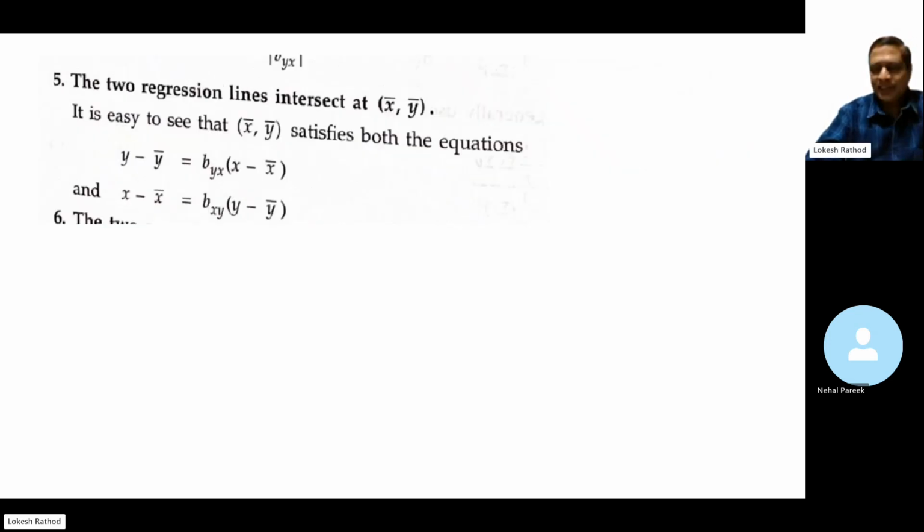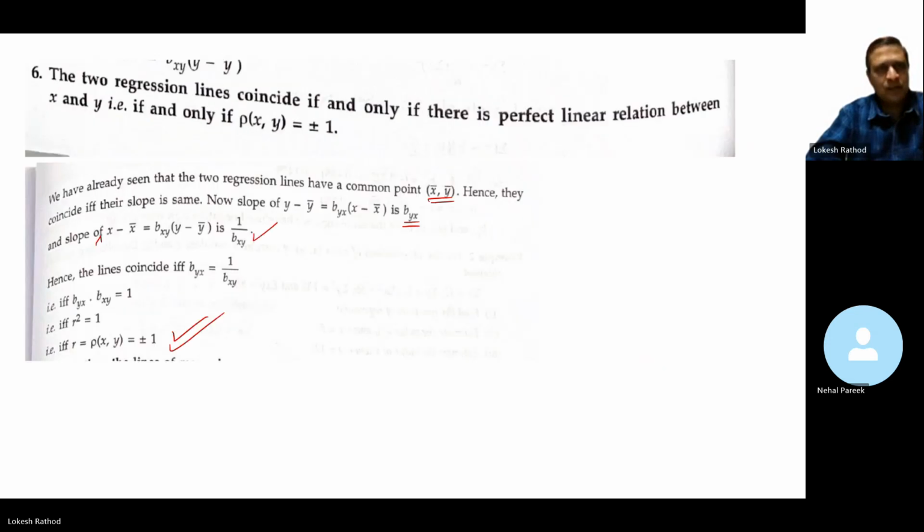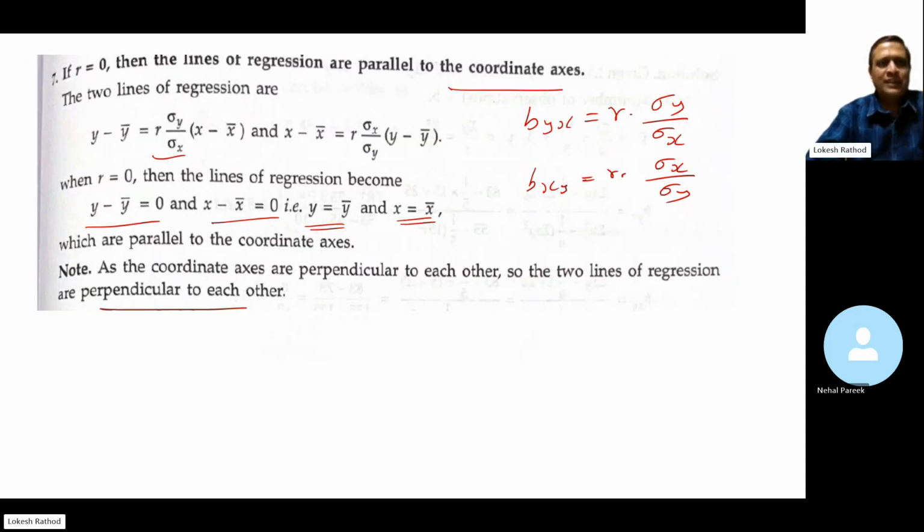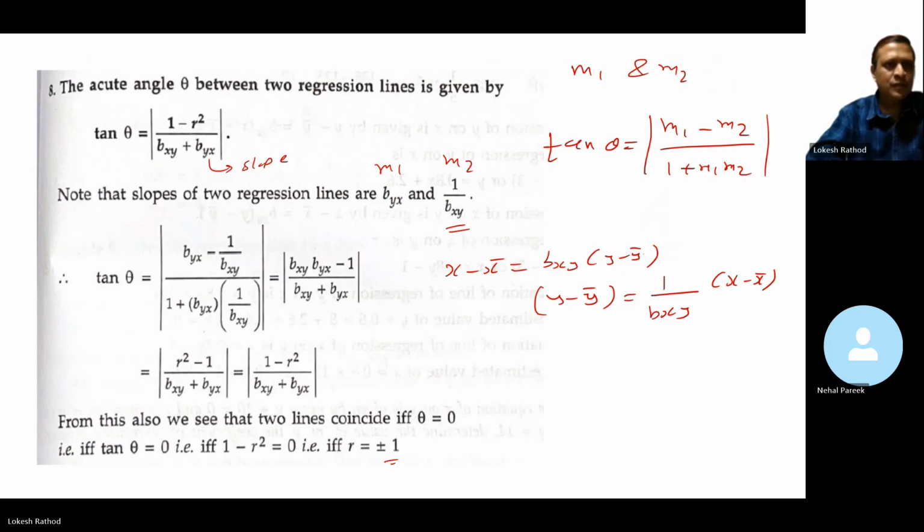Two regression lines intersect at (x bar, y bar). If the two regression lines coincide, then r is equal to plus or minus 1. If r is equal to 0, the lines are parallel to the coordinate axes and both lines are perpendicular to each other. Angle between the lines: tan theta equals (1 minus r square) upon (bxy plus byx).